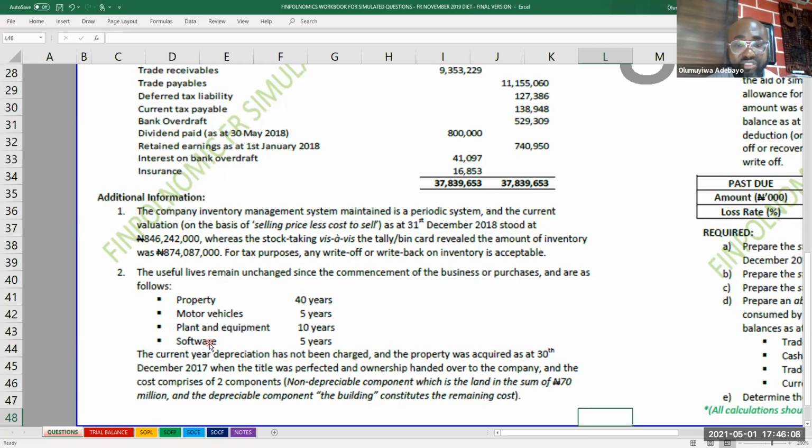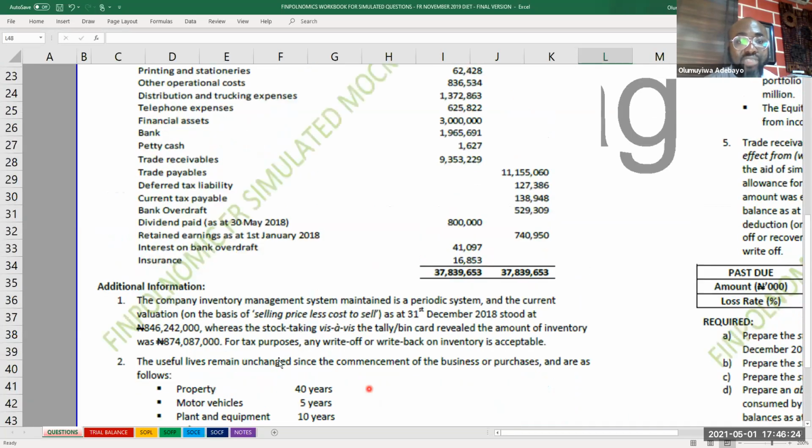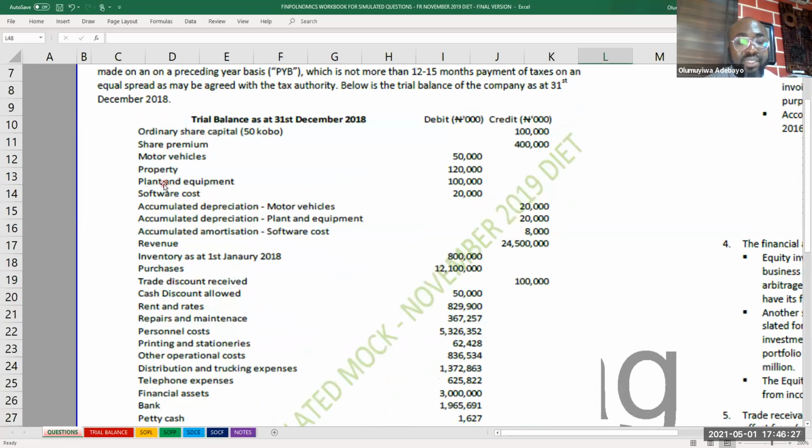The second one was specific to property, to say the property was acquired as at 30th December 2017, when the title was perfected and ownership handed over to the company. Now, when you check our trial balance, we have how many assets? Property, motor vehicle, plant and equipment, and software. But the accumulated depreciation we have is only for three, including amortization: motor vehicles, plant and equipment, and software. There is none for property. Who can tell me why?